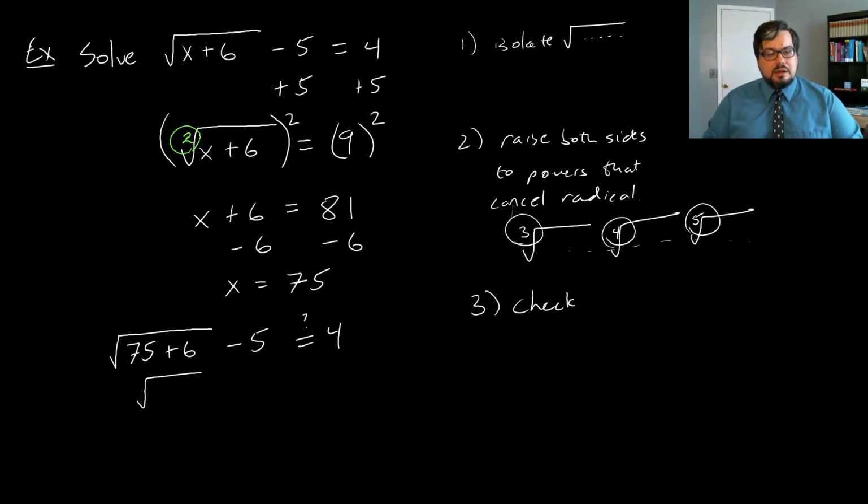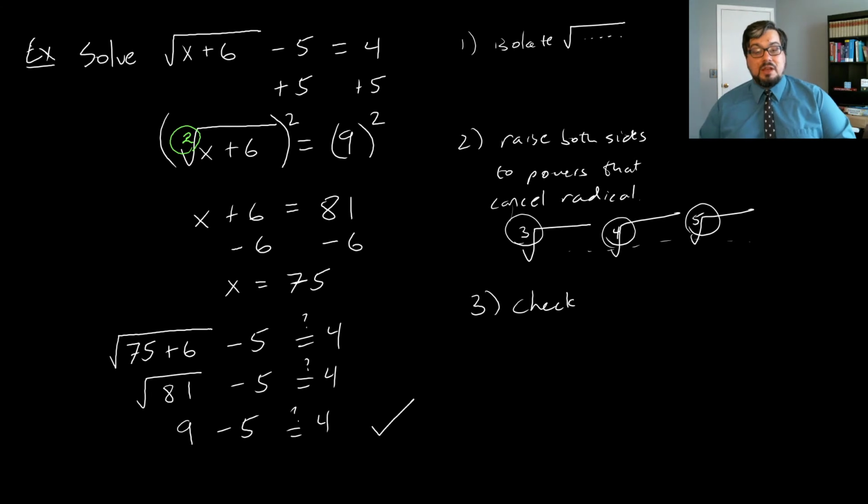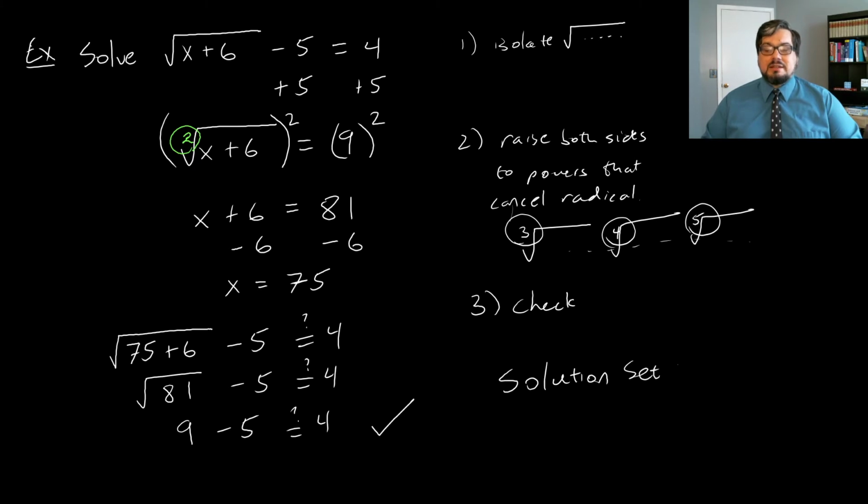So 75 plus 6 is 81. The square root of 81 is 9. And 9 minus 5 does in fact equal 4. So that checks out. So now we can write down that our solution set is the number 75.